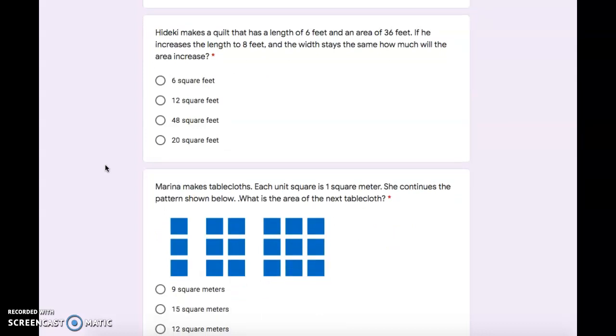Number 7, Heideke makes a quilt that has a length of 6 feet and an area of 36 feet. If he increases the length to 8 feet and the width stays the same, how much will the area increase? This is a tricky one. You're going to have to draw this one out.